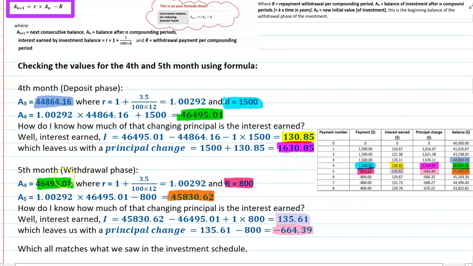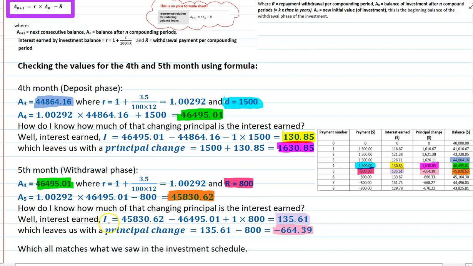I do the same thing with the withdrawal phase. So I take that 4th month balance, I apply my rate and my withdrawal amount of $800. So you can see here to get my 5th month balance, I'm applying that rate to the previous balance, minusing that withdrawal amount of $800, and I end up with my 5th month balance.